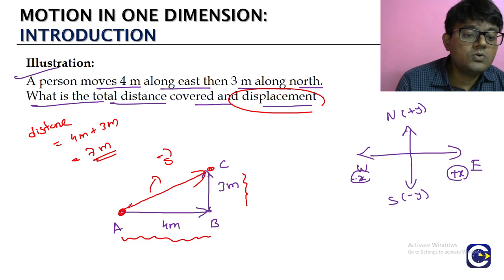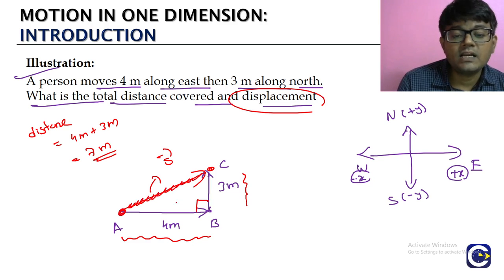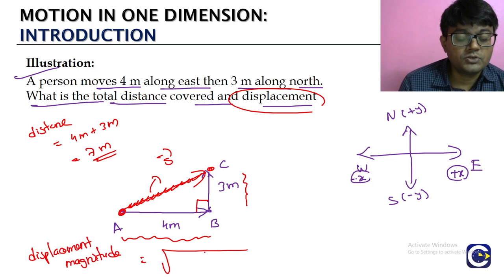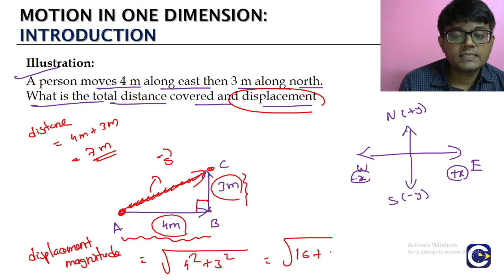Now if you look at this length, it is, in this right angle triangle, the hypotenuse. The hypotenuse will be representing the displacement magnitude. So what is the displacement magnitude? It will be the length of the hypotenuse. What is the hypotenuse formula? It will be root of base square plus height square, right? That means 4 square plus 3 square. What is it? 16 plus 9, root 25, which will be 5.